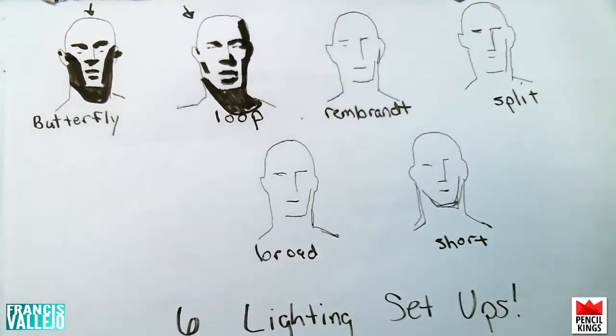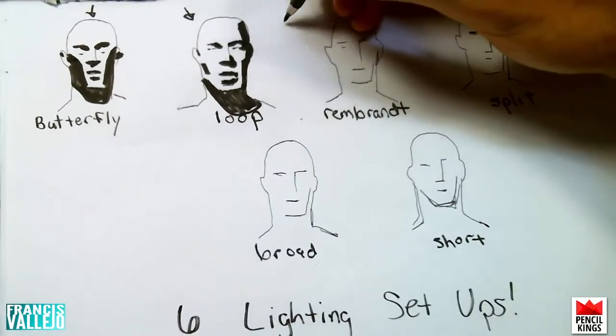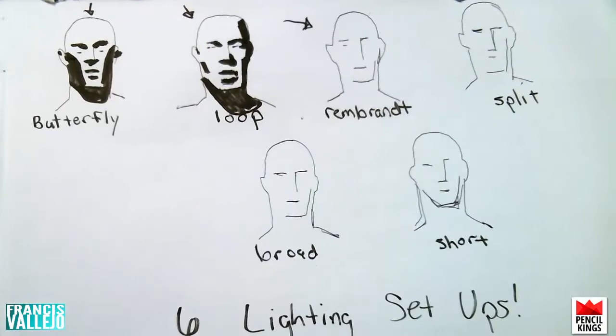This is produced by positioning the light slightly above and more off axis than loop lighting, meaning more to the side, so more like that. It's characterized by the triangle of light under the subject's eye. The shadow from the nose should extend to the shadow on the cheek and connect. Rembrandt lighting is named after the style of light used on the subject's face by the painter Rembrandt, obviously.